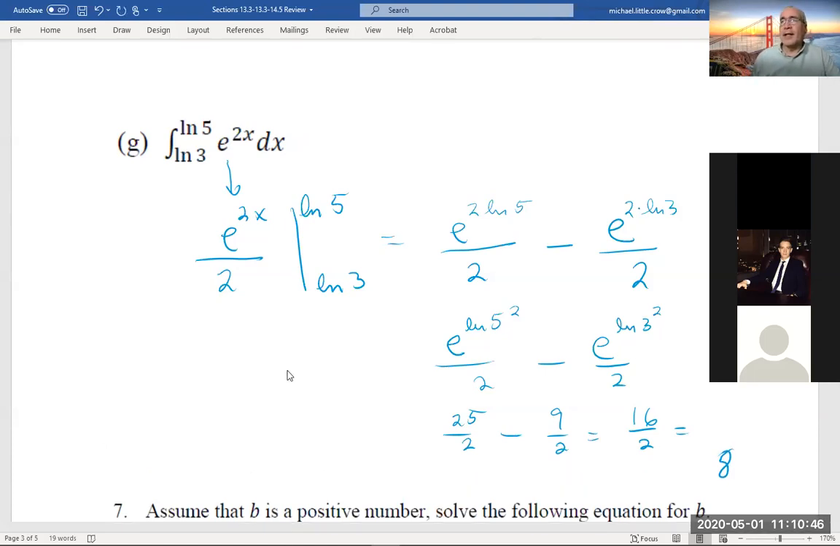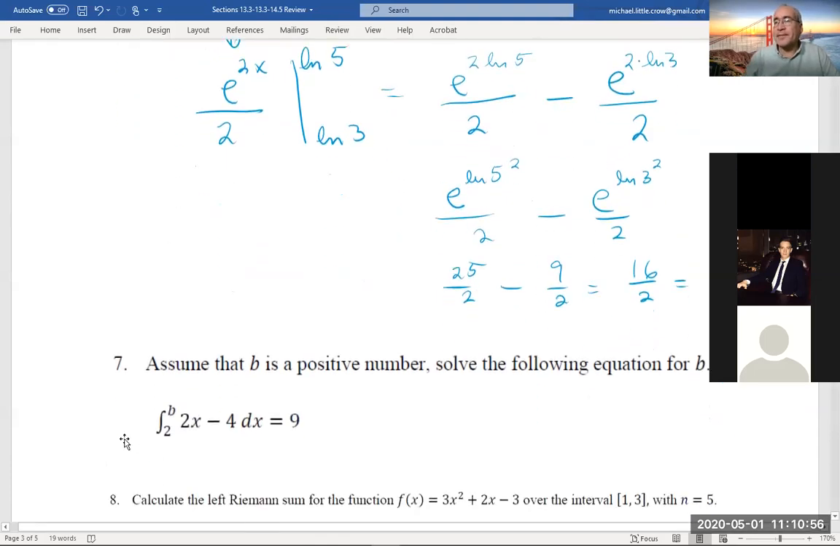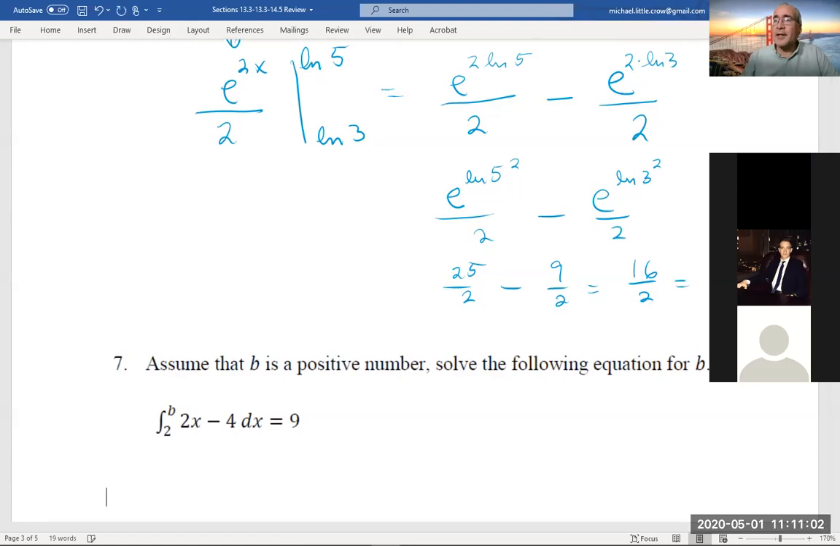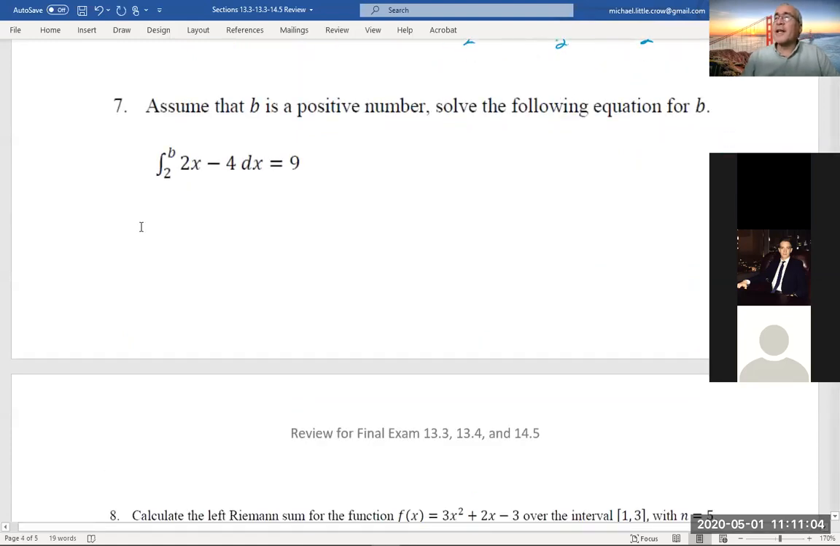Okay. Again, you could have done this one with the graphing calculator. I'm not sure if you would have gotten exactly 8 or not, but you would have got close. We okay with those so far? Any questions? Okay.